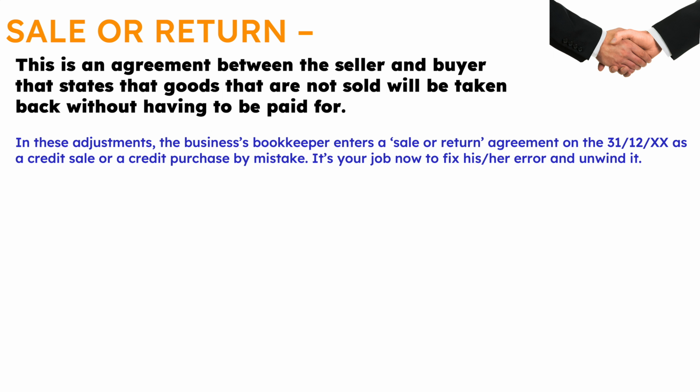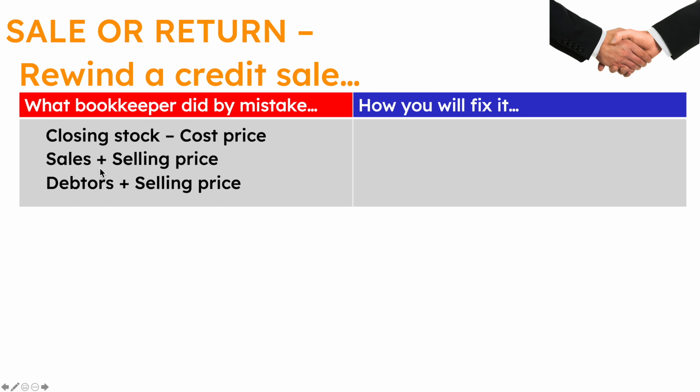So in these adjustments, the business's bookkeeper enters a sale or return agreement on the 31st of the 12th as a credit sale or a credit purchase by mistake, and it's your job to now fix his or her error and unwind it. So if we were to rewind a credit sale, this is what the bookkeeper did by mistake. So they will have taken the cost price away from the closing stock, they will have added the selling price to sales, and they will have added the selling price to debtors. So how are we going to fix it then? We're just going to do the exact opposite.